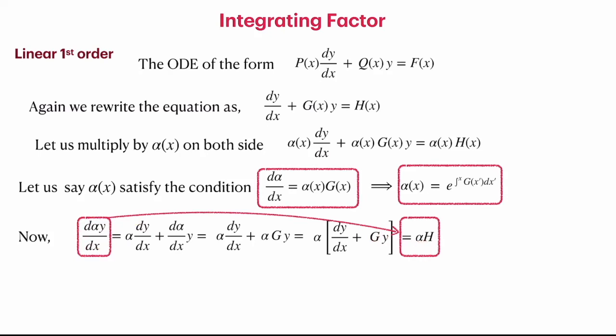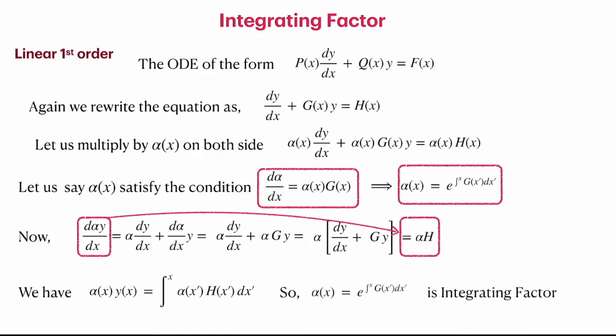This is the equation which we can easily integrate, so that we have alpha times y is equal to the integral till x of alpha of x prime times h of x prime dx prime. This being a simple first order differential, we can integrate it, and then we see that we have obtained the solution in terms of the integrating factor. The integrating factor in this case, alpha, is e to the power integral of g of x prime dx prime.